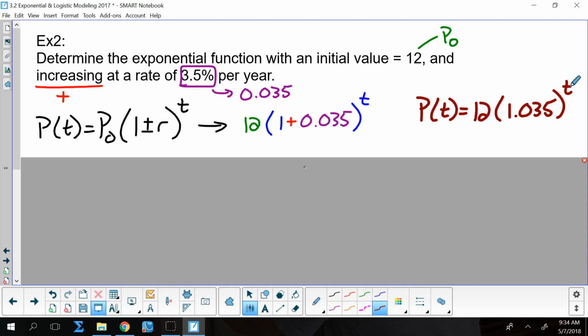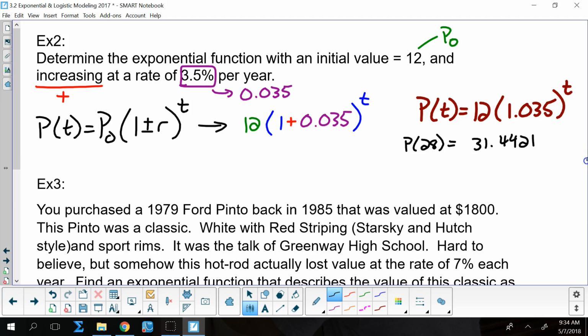12 times 1.035 raised to the 28th power gets me 31.4421. Concur? Yeah? Okay. Love it. All right. The example of all examples.